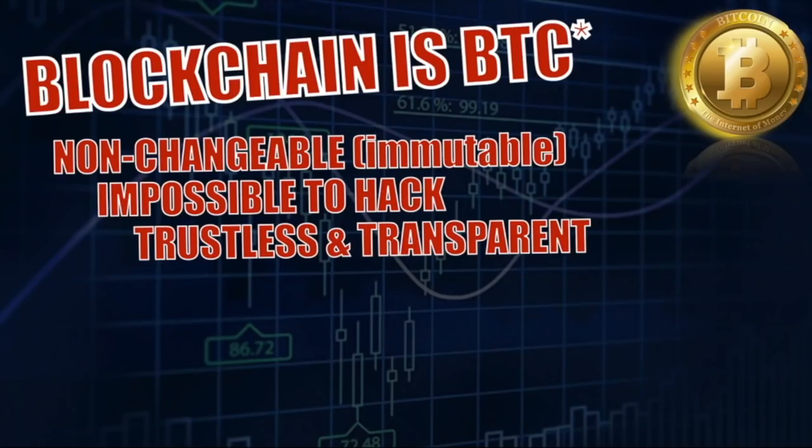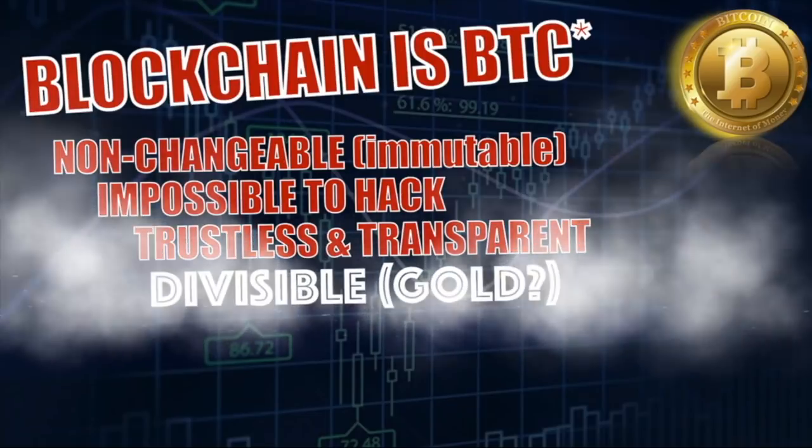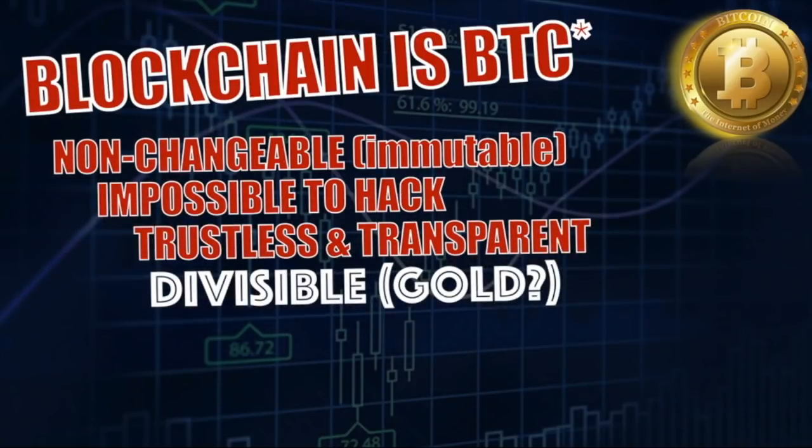So, real quick, blockchain is Bitcoin. Bitcoin is blockchain, like we just talked about. It's non-changeable, immutable, impossible to hack, trustless, and transparent. Plus, it is also divisible. What's great about Bitcoin is that you don't have to buy one Bitcoin. You can buy a fraction of a Bitcoin.